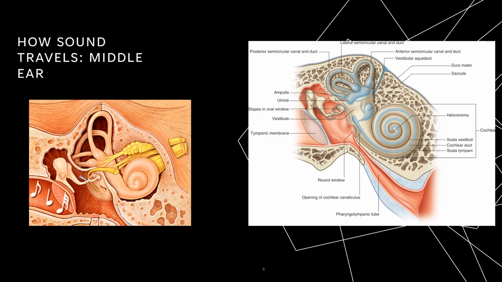Sound waves travel from the outer ear, amplify in the ear canal, and then vibrate on the eardrum. These vibrations of the eardrum will then travel to the ossicles of the middle ear. The malleus, incus, and stapes will begin to move due to this vibration and will send the sound wave signals to the inner ear.